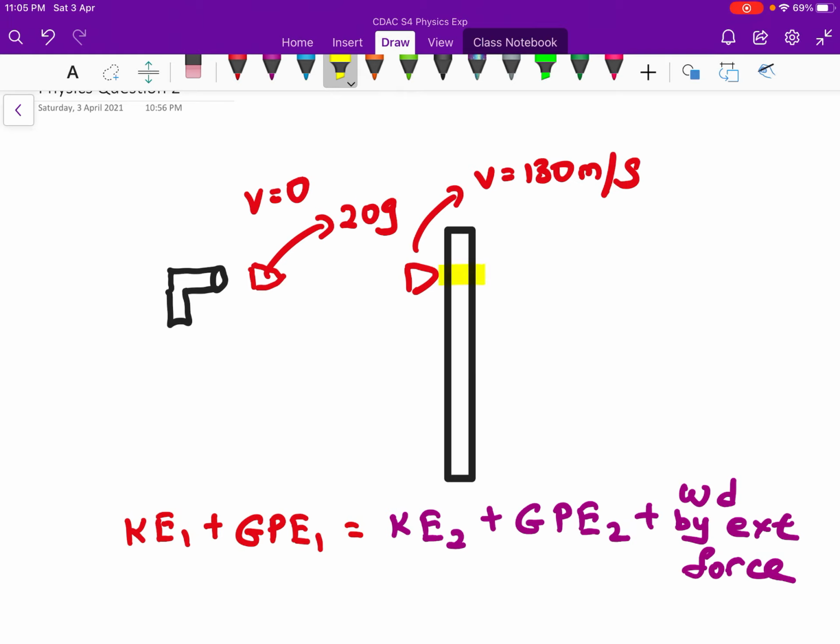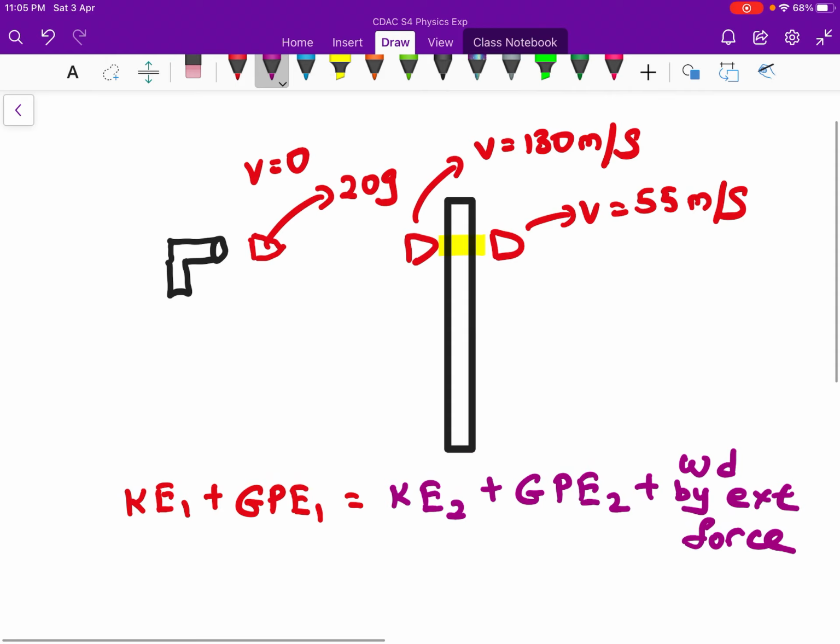Basically, after going through the wall, the speed decreases, to about 55 meter per second. How do I find the work done by the wall on the bullet? Why does the speed decrease? Initially it's 130 meter per second, and after piercing through, it is 55 meter per second. Clearly there's a loss of energy.